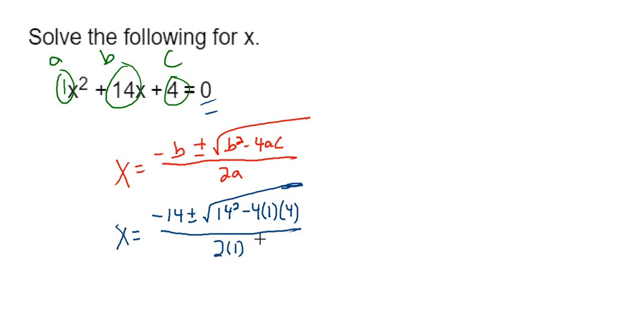We'll have to take time to simplify it, reduce the fraction, and a lot of other stuff that we're going to have to do. The first thing you want to focus on, though, is the square root. So 14 squared is going to be 196.